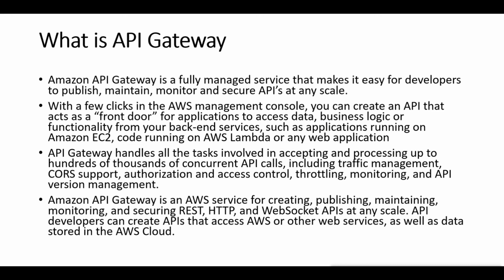What is API Gateway? Amazon API Gateway is a fully managed service that makes it easy for developers to publish, maintain, monitor and secure APIs at any scale. It is basically a doorway into your Amazon AWS environment. With a few clicks in the AWS Management Console, you can create an API that acts as a front door for applications to access data, business logic, or functionality from your backend services, such as applications running on Amazon EC2, code running on AWS Lambda, or any web applications, or if you need to access your DynamoDB.